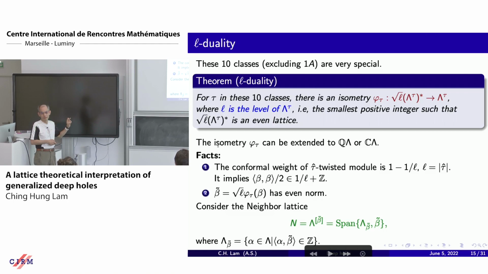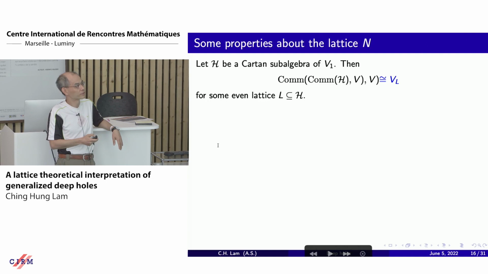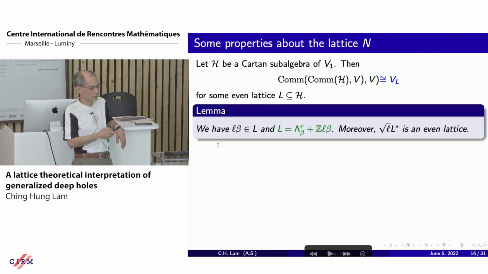Okay? So here's some property about this N. First I need to talk a little bit about this. If I start with a V with V1 not semi-simple, then I will have a Cartan, then I can usually consider some double coset construction, then you get a lattice VOA which I denote by L. Well, this VL will be related to the fixed point lattice of the Leech lattice, but not quite exactly the same. Anyway, now the first thing is, what is the index of this beta inside L? Because the L must contain this fixed point sublattice. So essentially the index will be L, and L will look something like this.